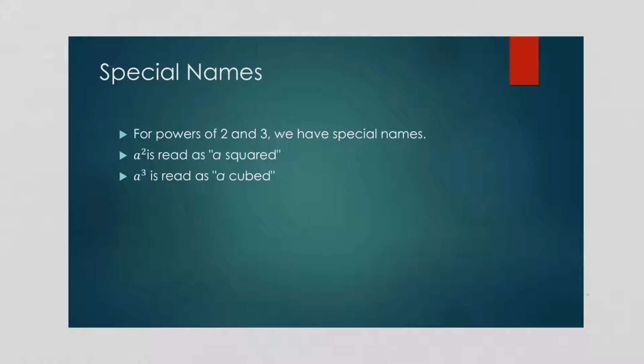We do have special names for a couple of these, but anything beyond 3 we don't have a special name for. So if something is to the 2nd power, we call that squared. So a to the 2nd power is read as a squared. A to the 3rd power is called a cubed. It has a special name. A to the 4th power is just read as a to the 4th power. We don't have a special name for anything above 3.